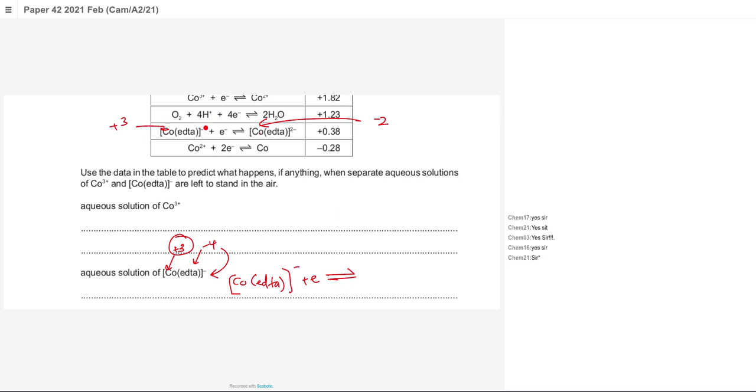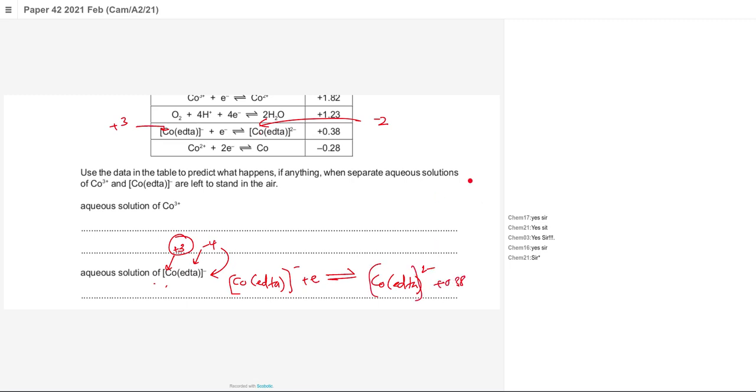This is reduction, right? Because you cannot oxidize, because it says an aqueous solution of cobalt EDTA cobalt 3 plus solution, right? So you can't start from the 4 plus. I mean, you can't start from the 2 plus. So this is 3 plus to 2 plus EDTA 2 minus, and this is plus 0.38.